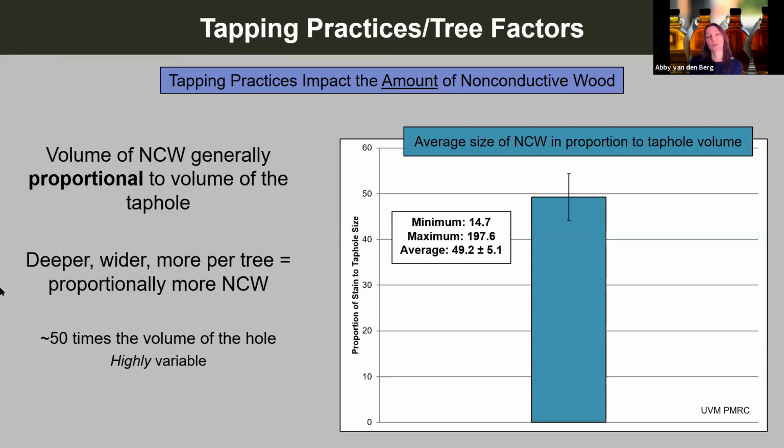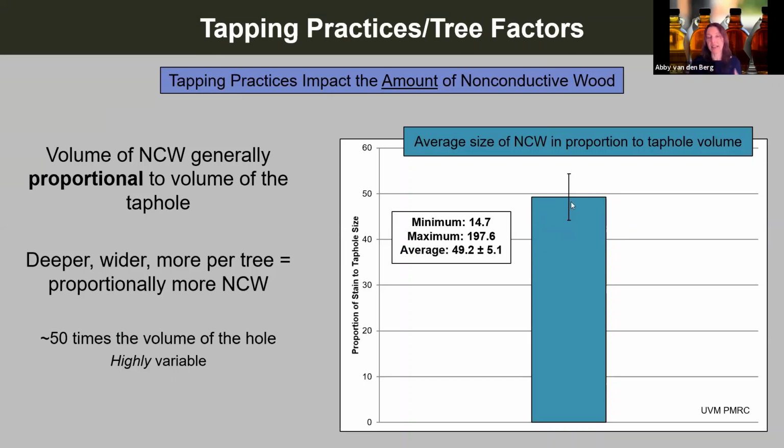I can tell you that in general, the volume of non-conductive wood is generally proportional to the volume of the tap hole. So generally speaking, bigger holes mean bigger non-conductive wood columns. If we've got deeper, wider holes and more taps per tree, we're going to have proportionally more non-conductive wood. So our tapping practices impact how much non-conductive wood we add to the tree each year. Generally speaking, on average, in studies that I've done in the past, the size of the column of non-conductive wood was about 50 times the volume of the hole on average.